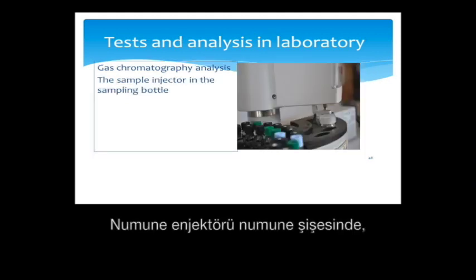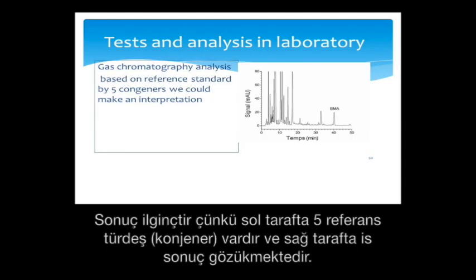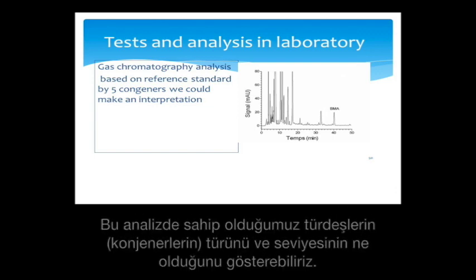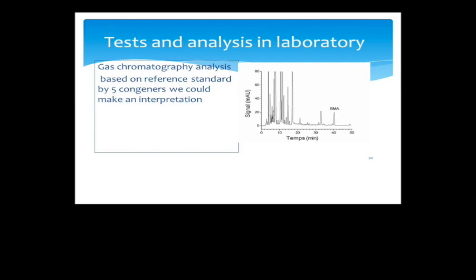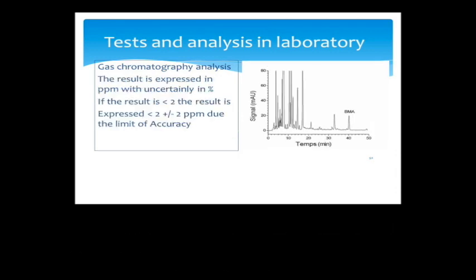The sample injector is in the sampling bottle, and the monitor surveys the process. The result is interesting because on the left we have the 5 reference containers and the result itself on the right. You can see what type of container we have in this analysis and what the level is. In this example, the 2 levels we have are around 20 ppm. That means we have no problem with this sample.